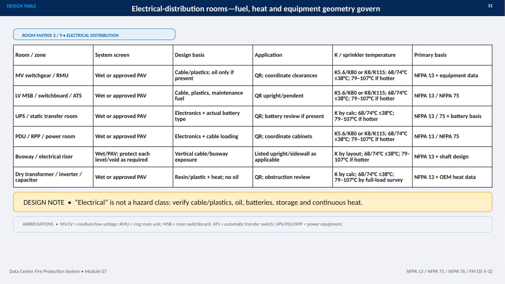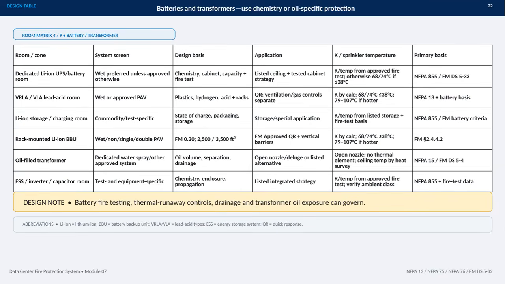Abbreviations on the slide help connect the matrix to the equipment you will see in the field. This design table focuses on two areas that need more than a generic sprinkler approach: batteries and oil-filled transformers. The central principle is match the protection system to the chemistry, equipment, and tested fire behavior. For lithium-ion UPS rooms, that may mean a wet system supported by approved cabinet and fire test information.